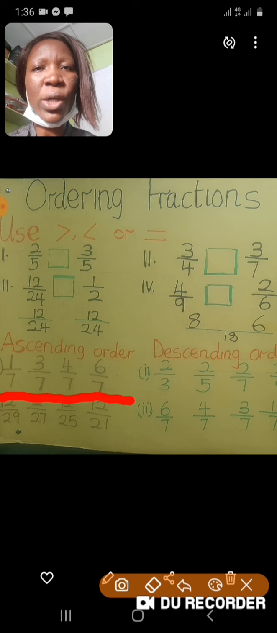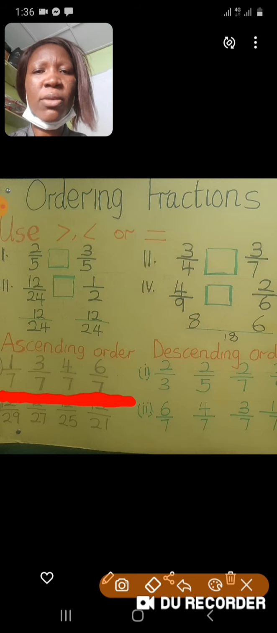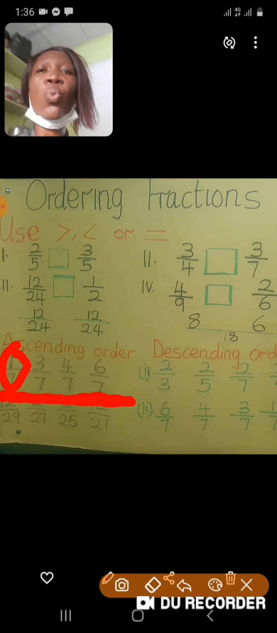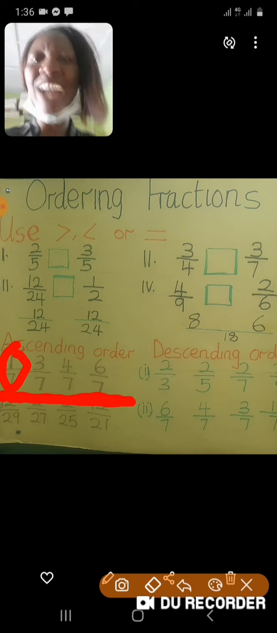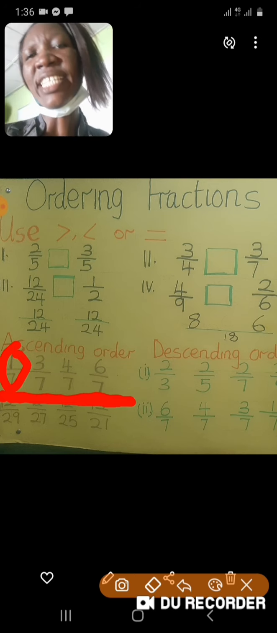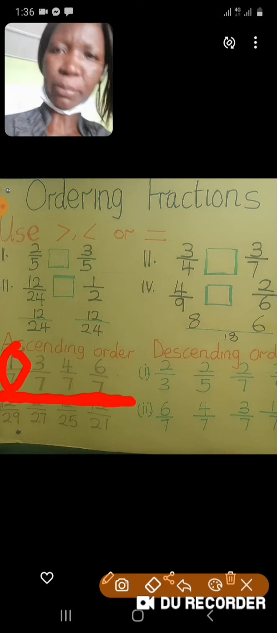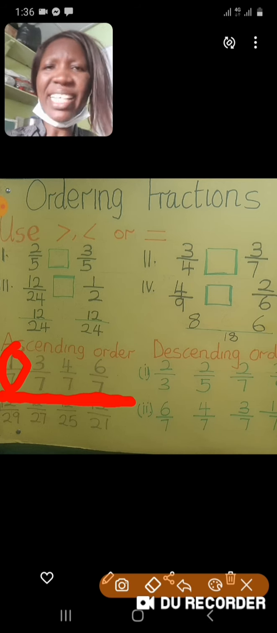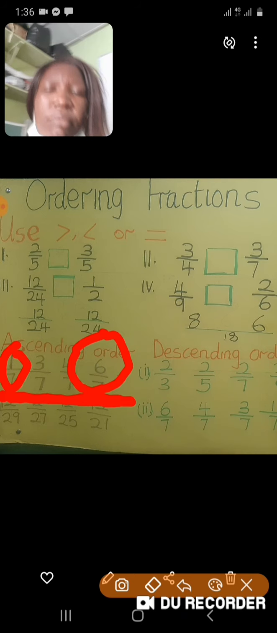Let me take that one more time. The denominators here are what? All 7, 7, 7. Okay? The small numerator is what? 1. Right? That means 1 out of 7 is the smallest fraction because the denominators are all the same. And which is the biggest? Guess. The bigger numerator, which is what? 6 out of 7.